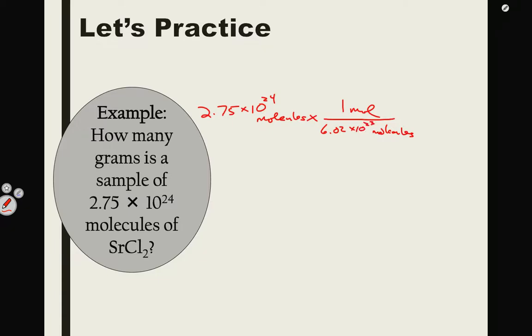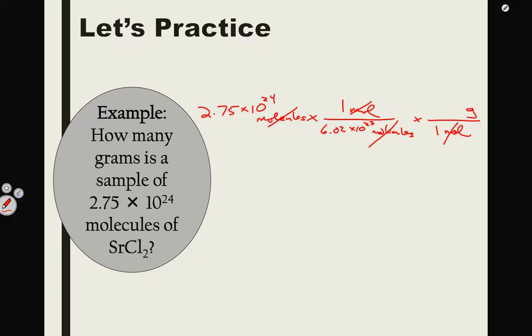Now, you can just do this right now and just do 2.75 times 10 to the 24th divided by 6.02 times 10 to the 23rd. You can do that now and then do the next calculation, or you can continue on. So I would look at my units. Well, let's just go ahead and cancel molecules. I can cancel out my moles, and my molar mass would go on top.